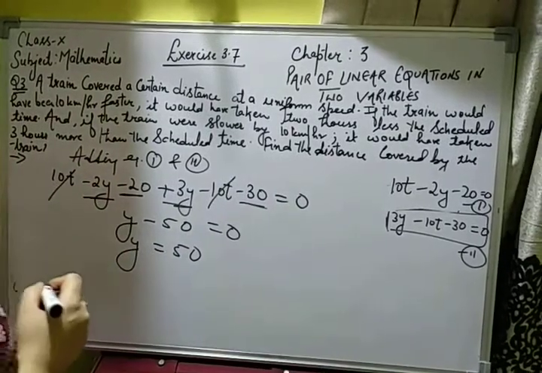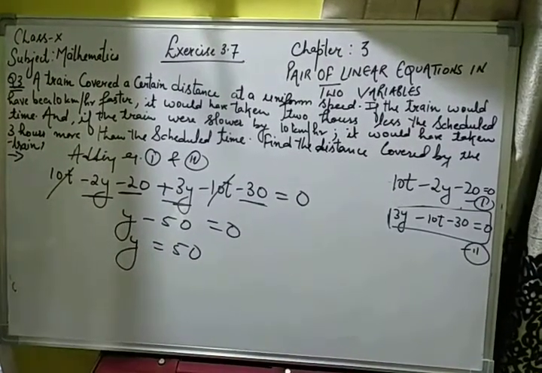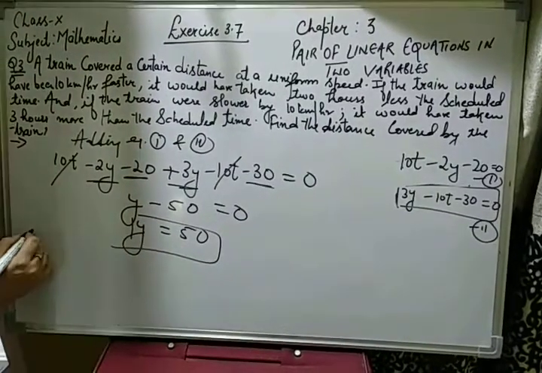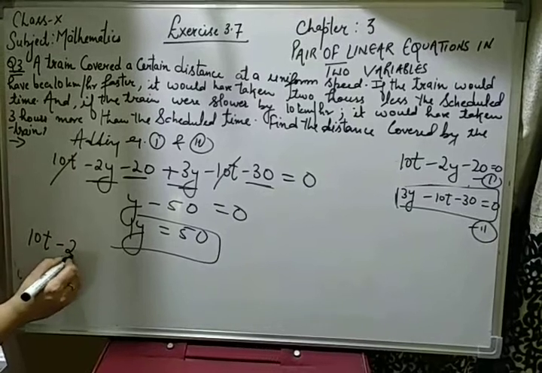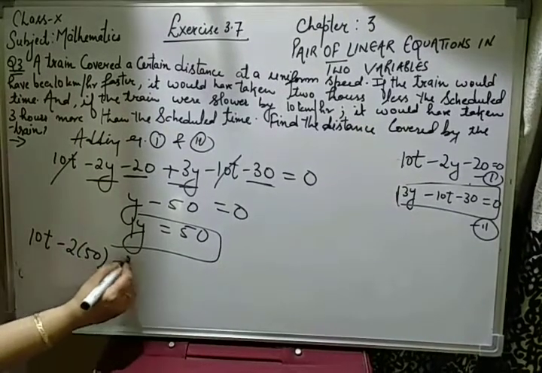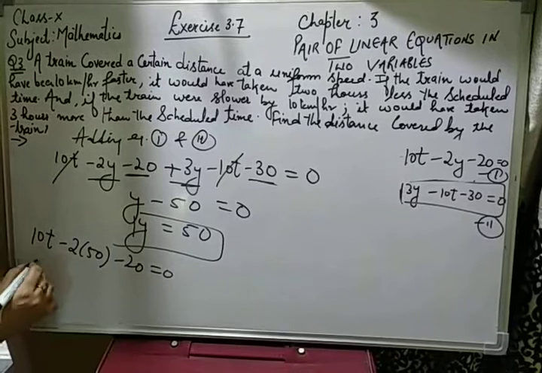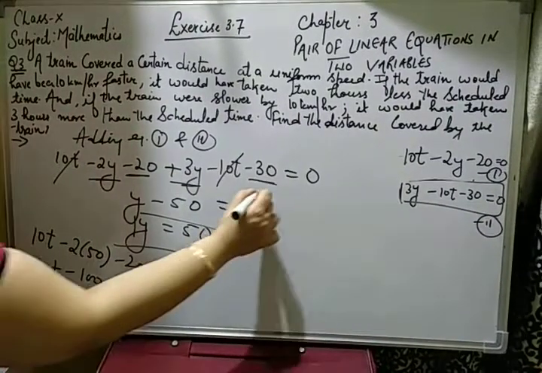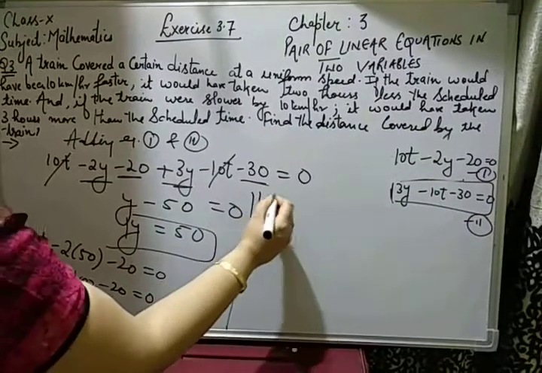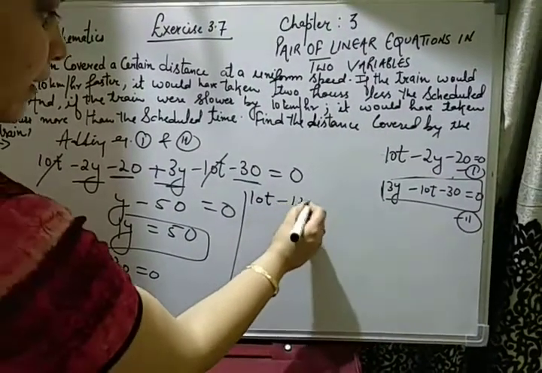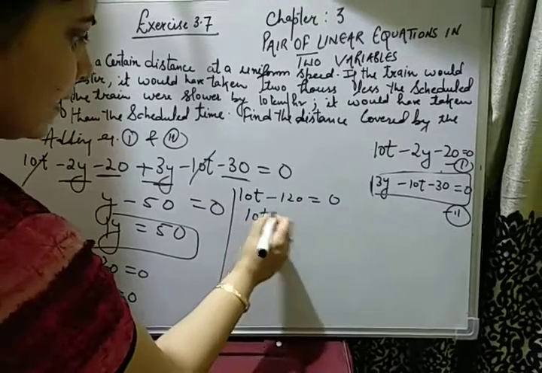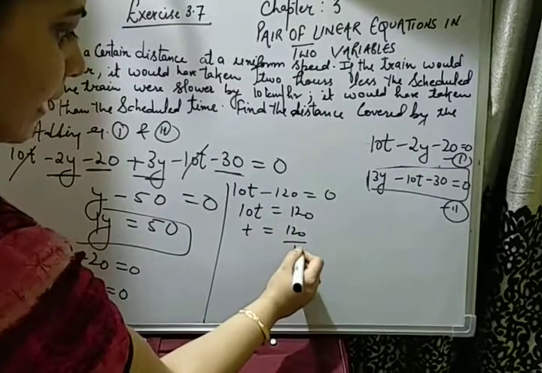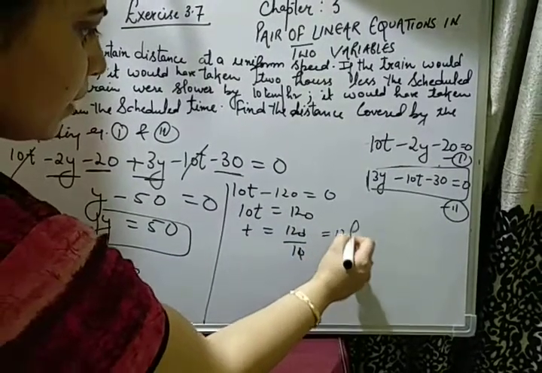But we have to find the value of x. Now put this value in equation number 1. 10t minus 2y, which is 50, minus 20 is equal to 0. 10t minus 100 minus 20 is equal to 0. 10t minus 120 is equal to 0. 10t is equal to 120, and t is equal to 120 upon 10, that is 12 hours.